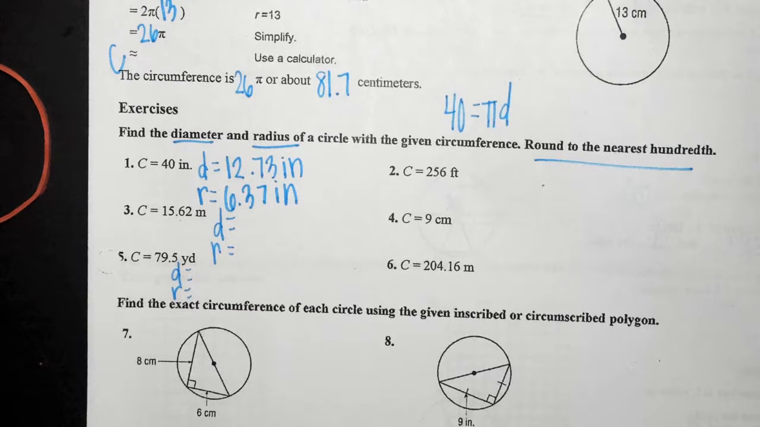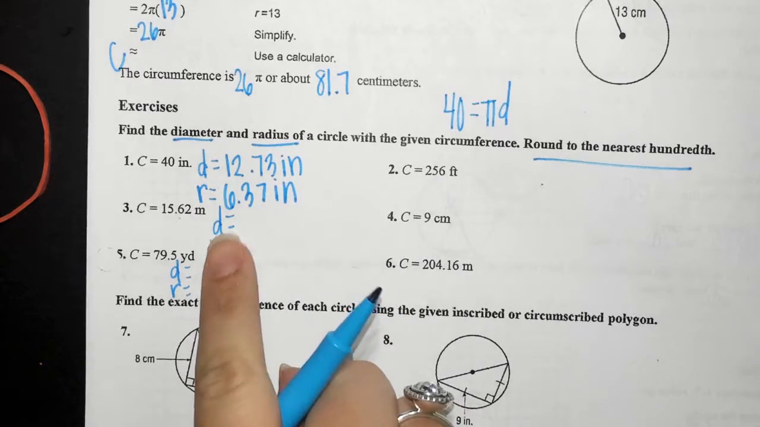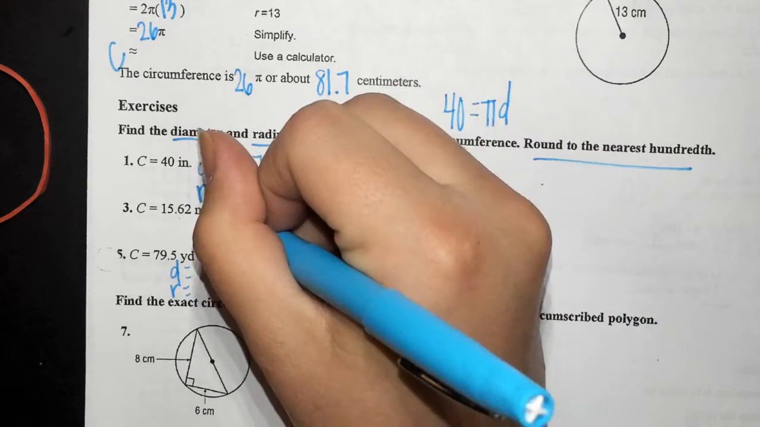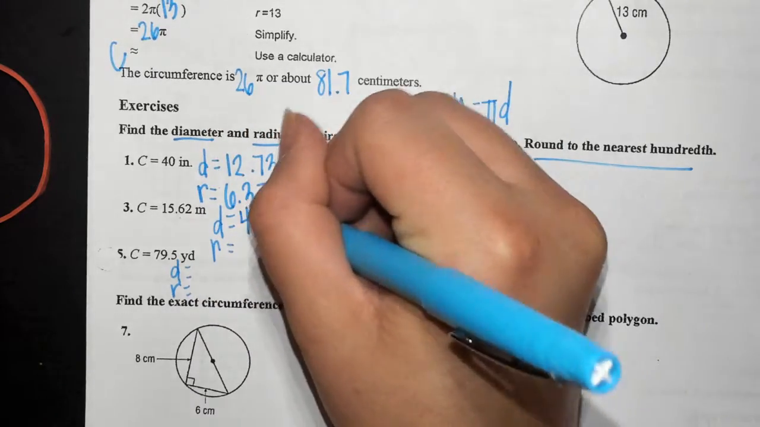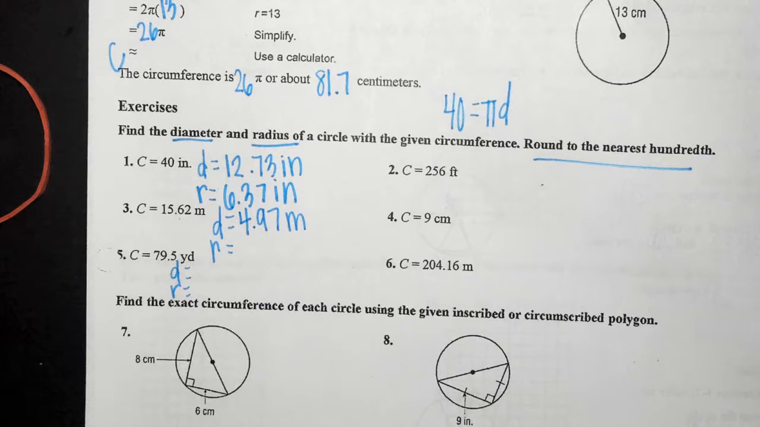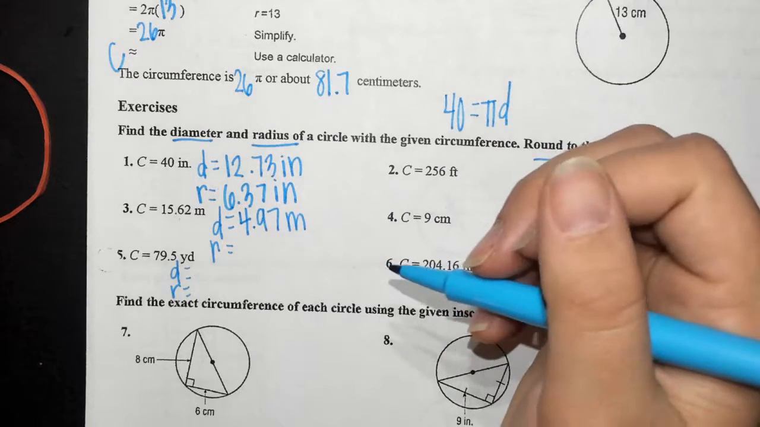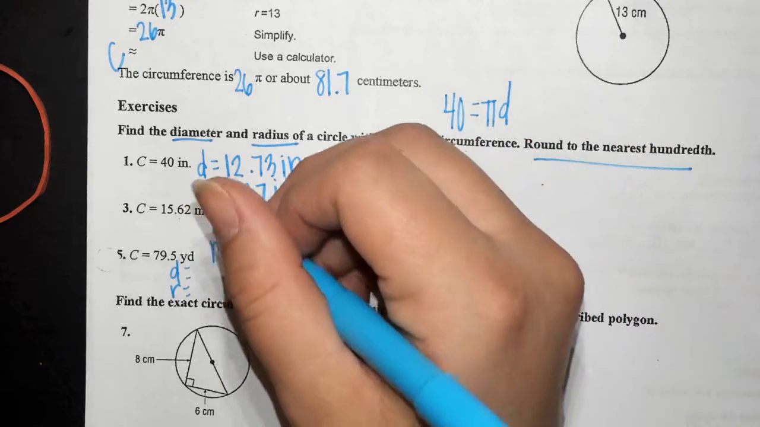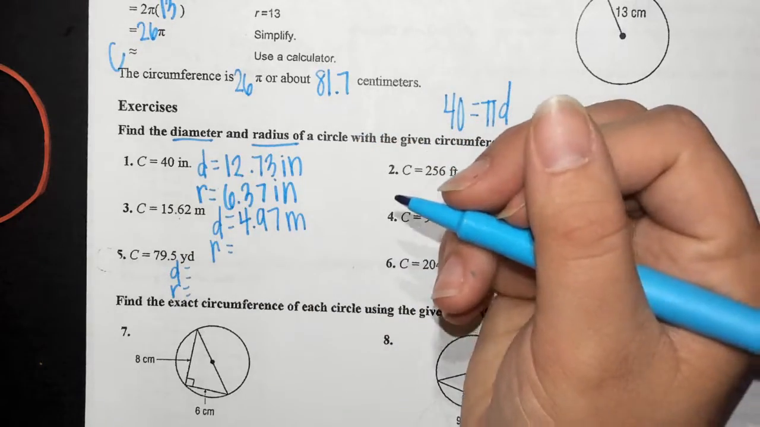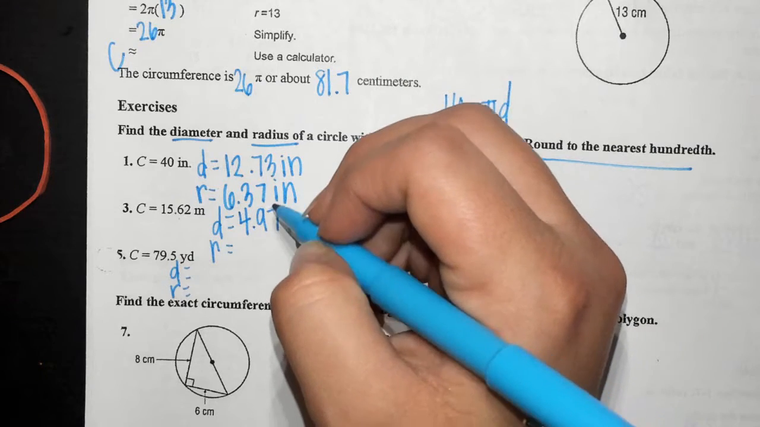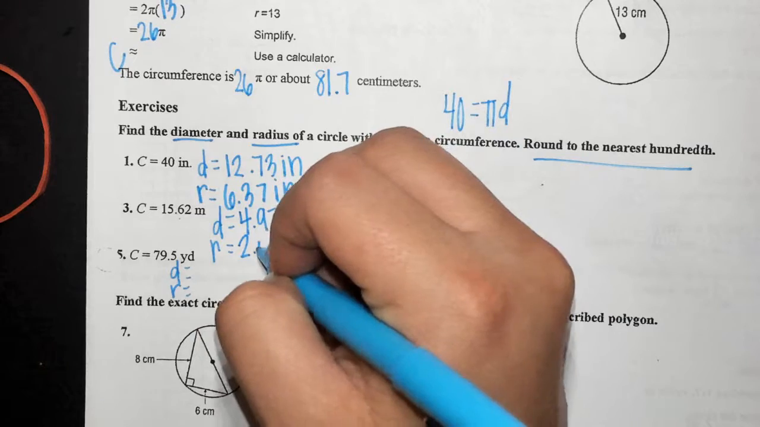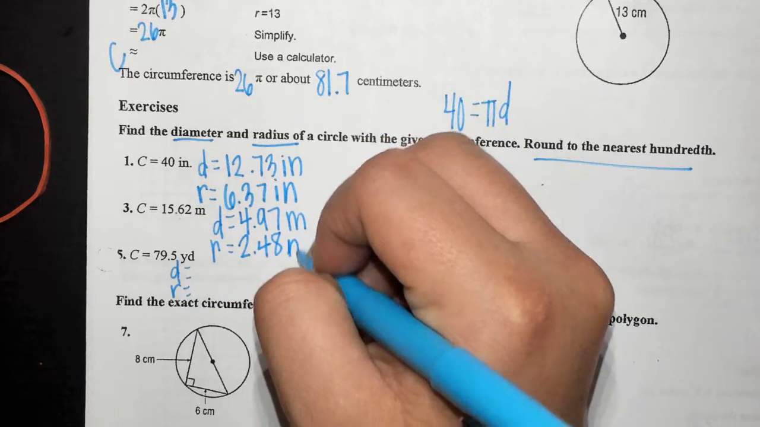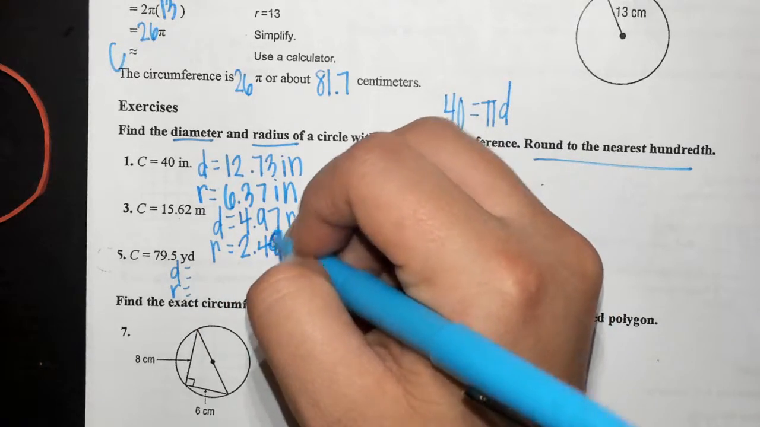All right. So, AJ, what did you get for 3 for the diameter? 4.97. Does everybody agree? Yes. Okay. When we divide that by 2, what's the radius for 3? 2.48? Do y'all agree? So what did y'all get? 2.49. Okay, we might have had a rounding error.